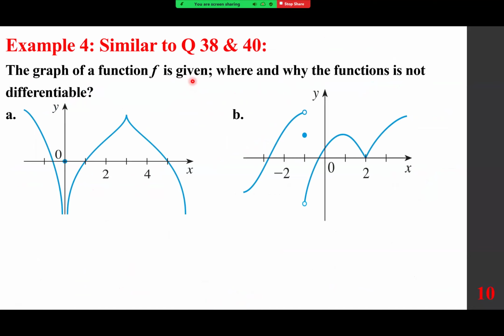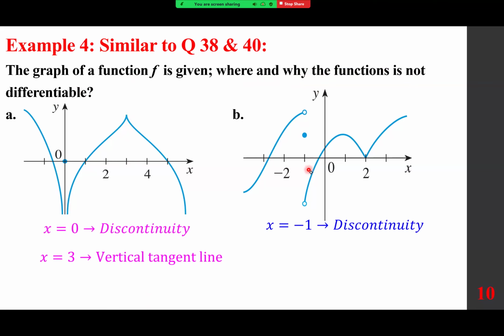The graph of a function f is given. Where and why is the function not differentiable? Clearly, at x equals 0, because there's a discontinuity. Also, at 3, we have a vertical tangent line. I'll explain this further in a moment. For b, clearly at -1, we have a discontinuity. And at 2, we have a sharp corner.